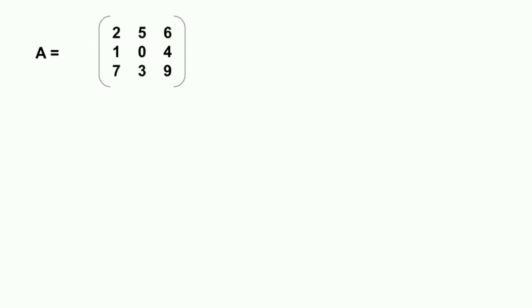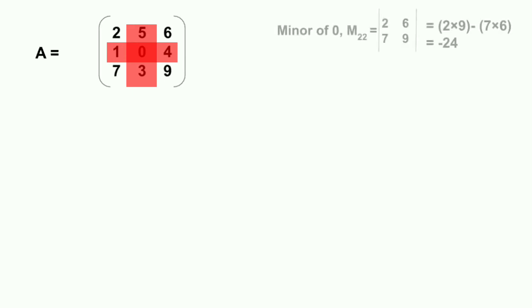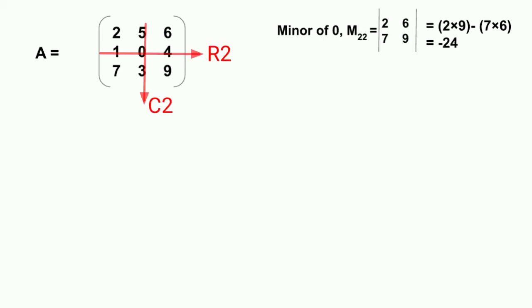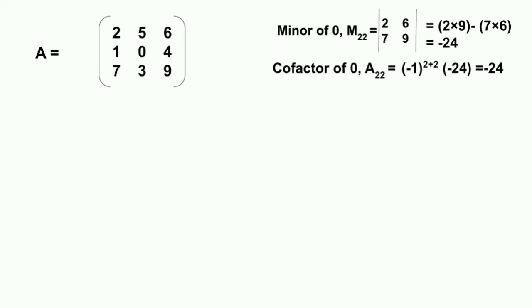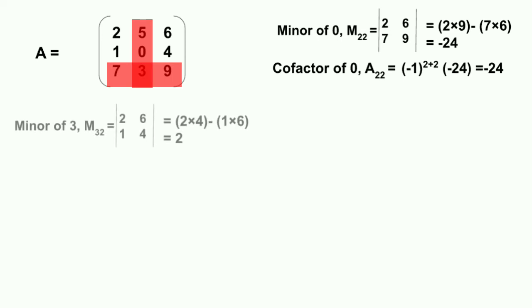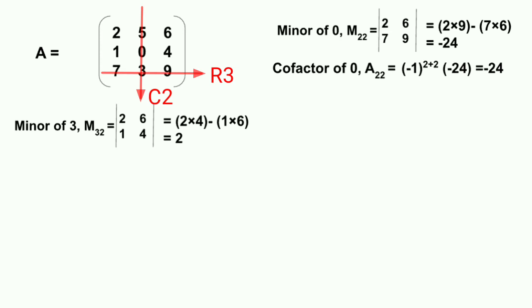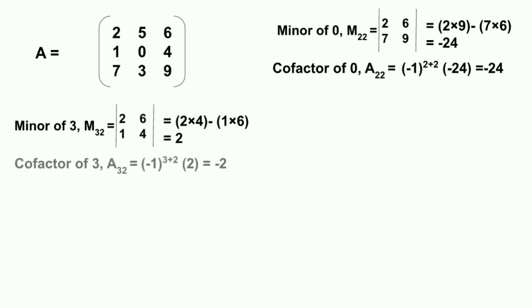The element 0 will also have a minor and a cofactor. For this, we have to neglect these elements. By taking the determinant of the rest of the elements, we will get the minor as -24. By considering its row and column number, we will get an even power of -1. So the cofactor will be equal to -24. For 3, we have to neglect these elements and hence we will get the minor as 2. By considering the row and column number, we will get an odd power of -1, which gives the cofactor as -2.